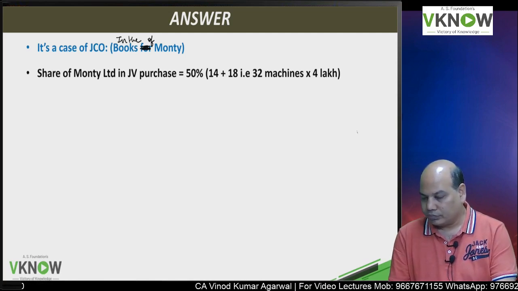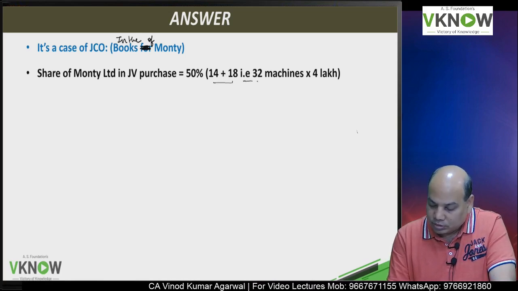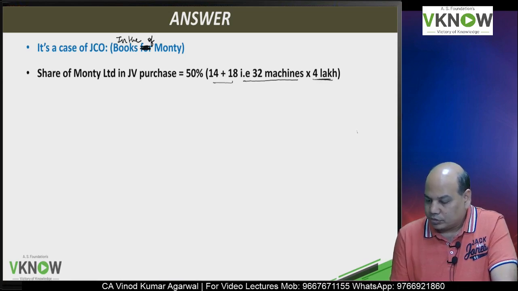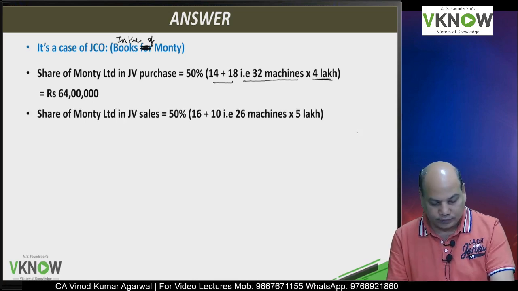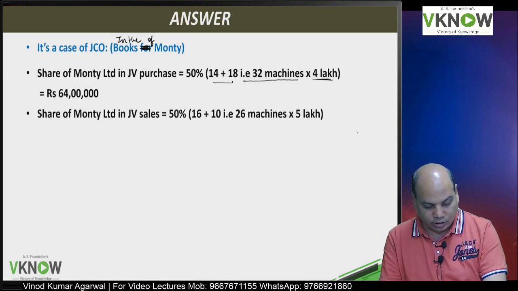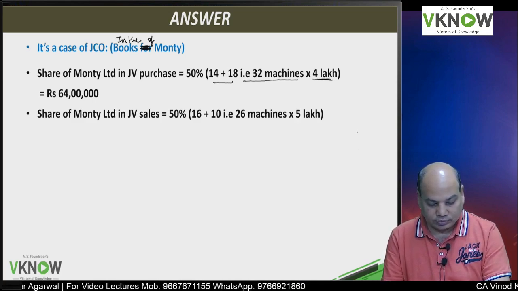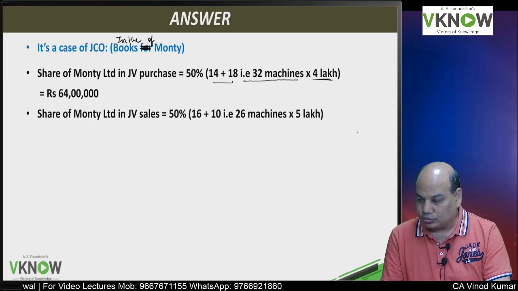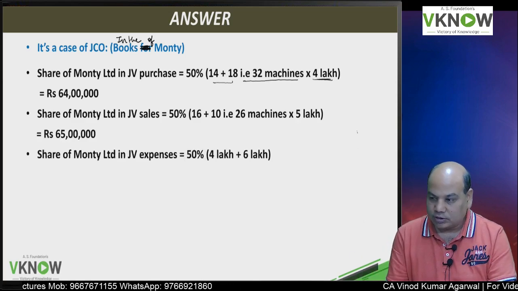50% of total machines purchased by both venturers, 14 plus 18, that is 32 machines into 4 lakh. So the answer will come to 64 lakh. Please check. Share of Monty Limited in joint venture sales: 50% into bracket 16 plus 10, that is 26 machines into 5 lakh, that is 65 lakh.